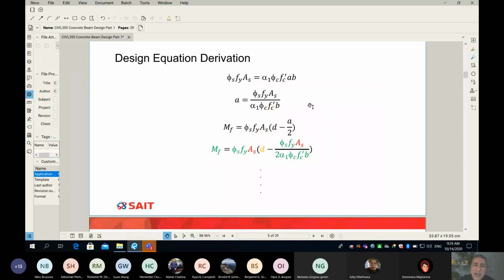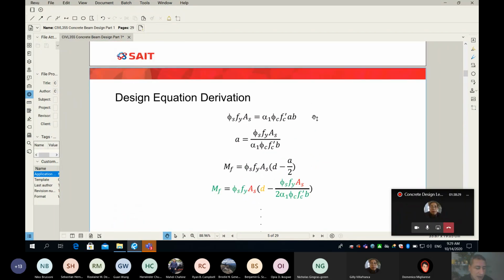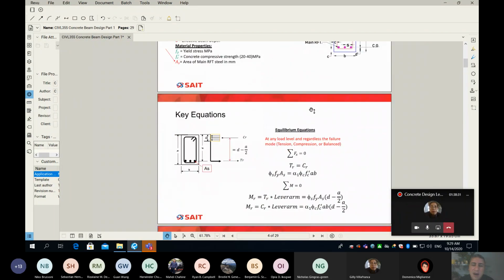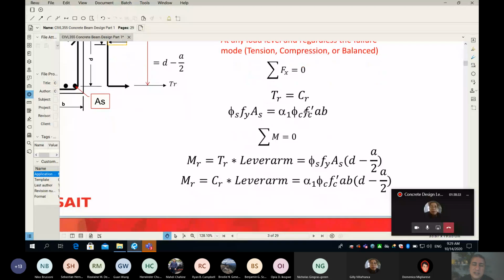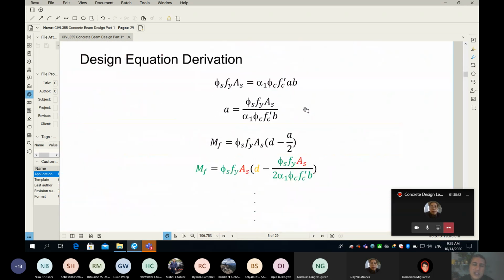Okay. So guys, there is a small derivation. There's nothing super. Look at this slide here, which is simply sigma Fx equal to 0, sigma moment equal to 0. I will just do a little bit of math to come up with my area of steel.